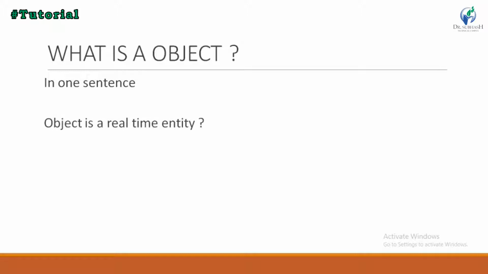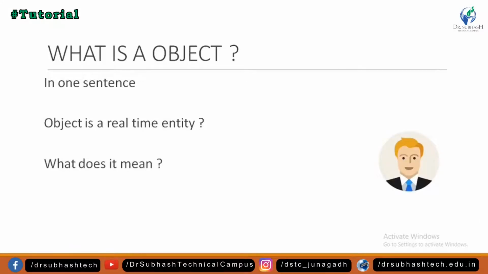the object is a real-time entity. So you will be asking, then what is a real-time entity? What does it mean by real time? A real-time entity means the things we can see in real time. Let's say a person can be an object, a book can be an object, a car can be an object, a computer can be an object, and there are so many examples of real-time entities.